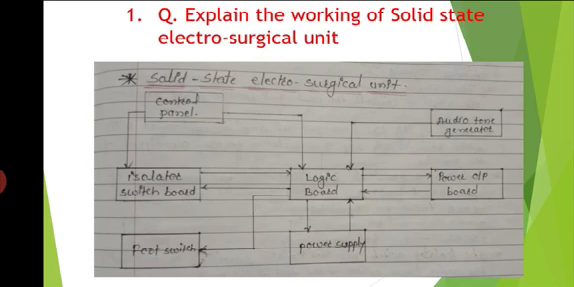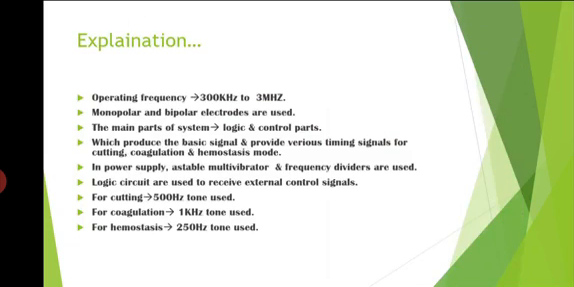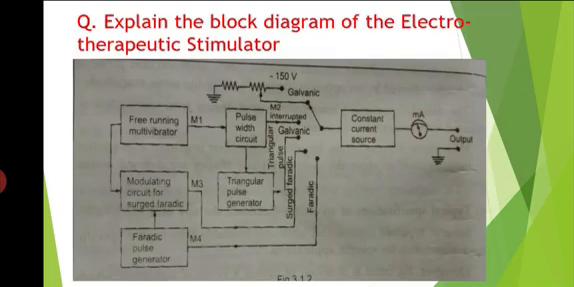During this process, gases are used for anesthesia purposes. So this is the explanation of the working of a solid state electrosurgical unit. Now we will see the block diagram of the electrotherapeutic stimulator.